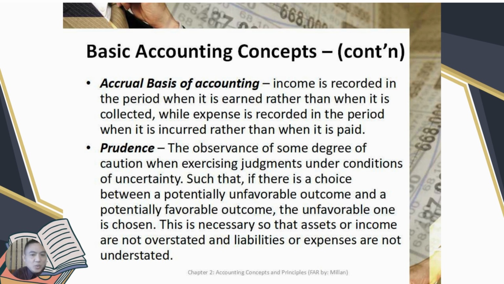This is necessary so that assets or income are not overstated and liabilities or expenses are not understated. So mas pipiliin mo po ang understated in terms of assets or income and overstated in terms of liabilities or expenses. That is under prudence or conservatism.